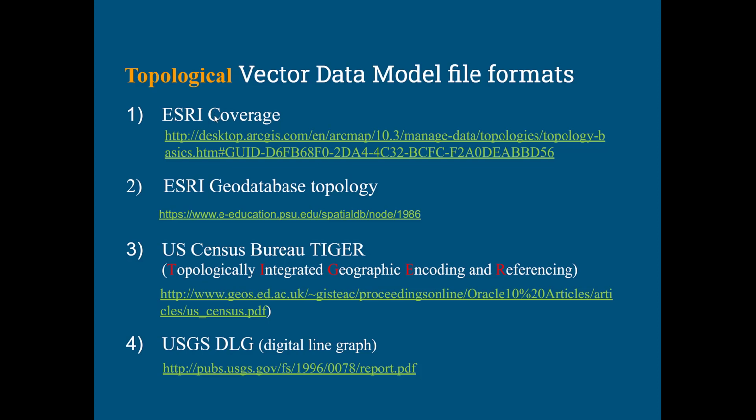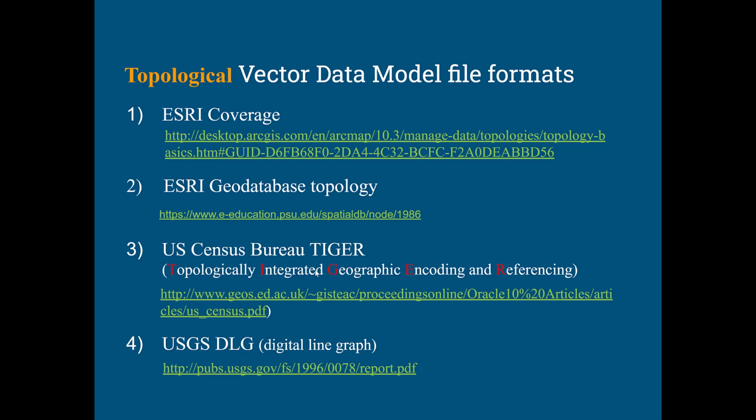All right, so what are the commonly used topological vector data models? Well, ArcInfo coverage is the most commonly used one. It's a very classic one. I want you to check it out to read more about how ArcInfo coverage helps us define the relationship, using three types of tables. We also have the ArcGIS geodatabase, which helps us define topology.